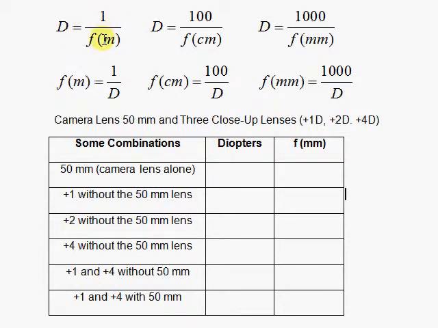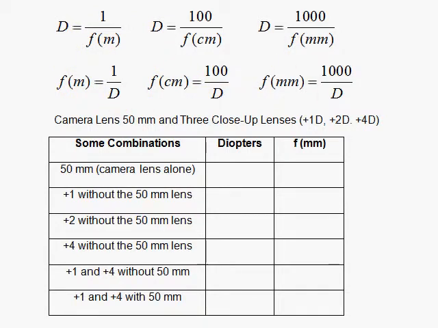And if you want to think of the focal length in centimeters, you replace the 1 with 100. And if you want to think of the focal length in millimeters, you replace the 1 with 1,000. So these two formulas are variations of this formula. Then we sometimes want to go the other way. Given diopters, what's the focal length? So we can swap D and F in each case.